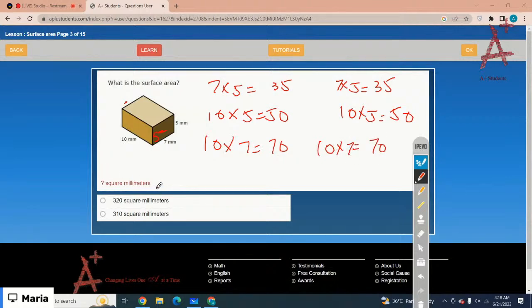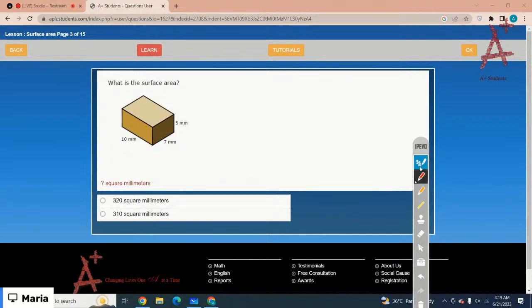Let's just add all the values. 35 plus 35 plus 50 plus 50 plus 70 plus 70. Let me just add all the values. Let's see if it is 310. 35 plus 35 plus 100 plus 140, that would be 310. Very good. So the correct option is 310.